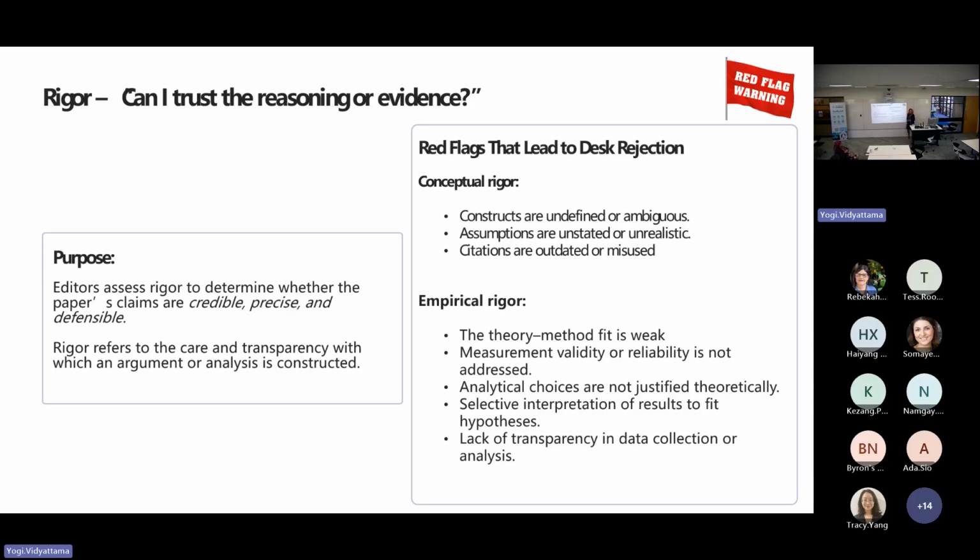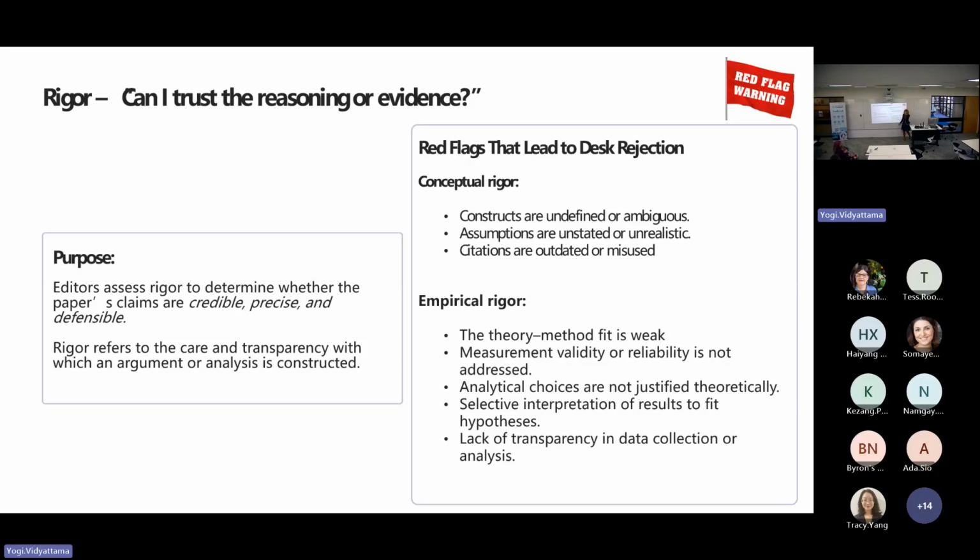Sometimes we see papers addressing a specific topic, and the best fit to answer that question is an experiment. And for some reason, they went on and did a survey or a qualitative study. It's not answering the question. Measurement validity and reliability, obviously we need to report.